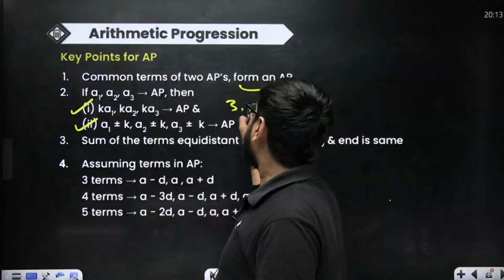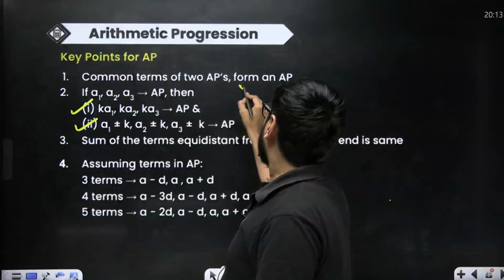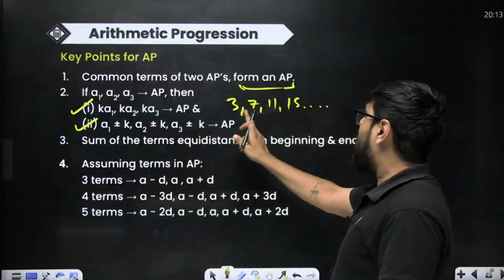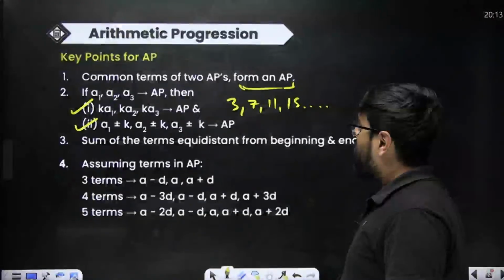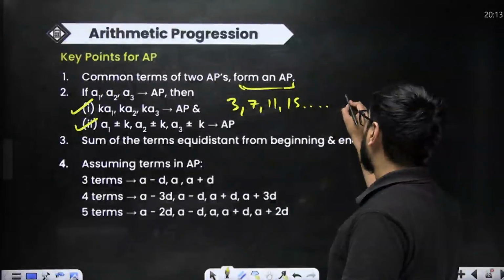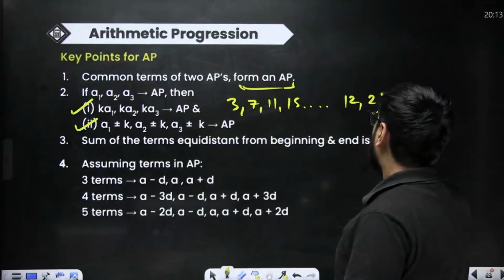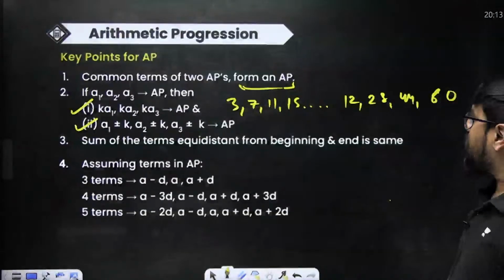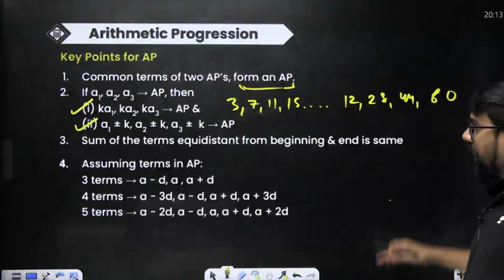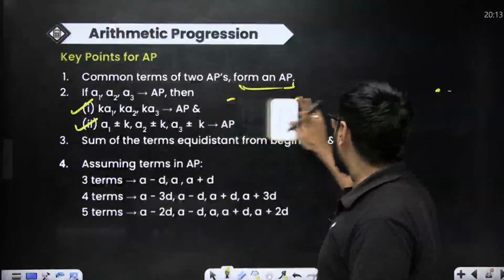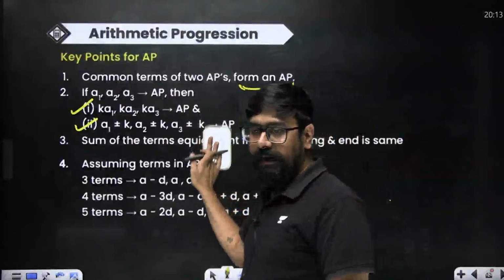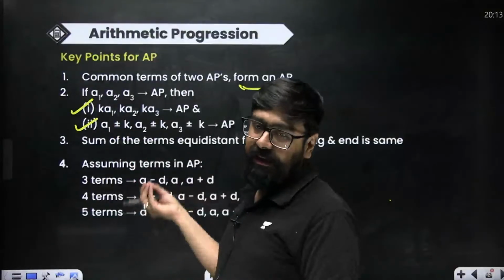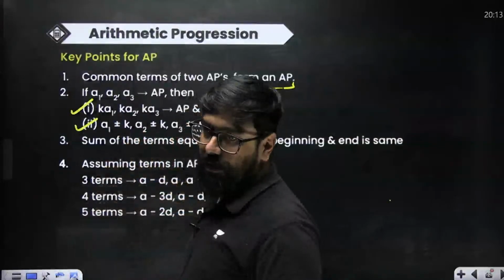If I have 3, 7, 11, 15, this AP, and I multiply every term with 4, that will also form an AP. Multiply with 4: 12, 28, 44 and 60. This is also forming an AP. The difference is 16. So if you multiply every term of an AP with a fixed real number, that will also form an AP. If you add or subtract a constant from an AP, the resulting series will also be in AP.